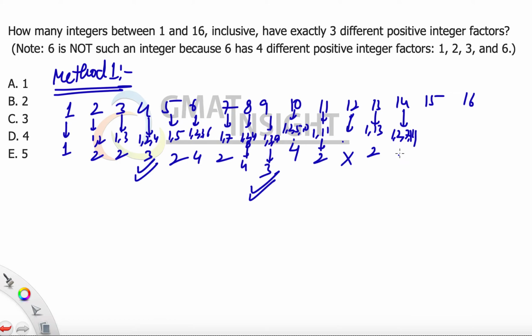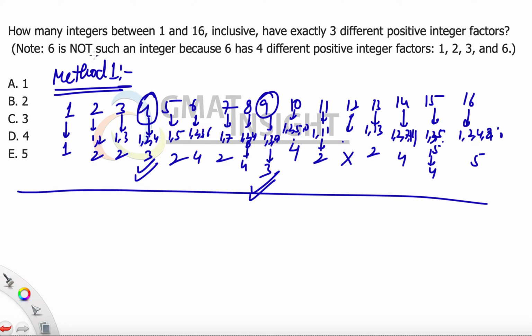14 has factors 1, 2, 7 and 14. So 4 factors, out. 15 has again 4 factors, 1, 3, 5 and 15. So 4 factors, out. And 16 has more factors than 8 has. It has 5 factors, 1, 2, 4, 8, 16. Therefore it's out. The only numbers that we get are 4 and 9. So if you are quick with finding out the number of factors of any number, I think you can answer this question. That's method number 1.